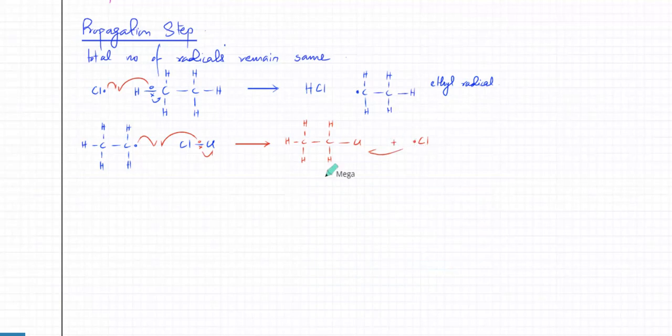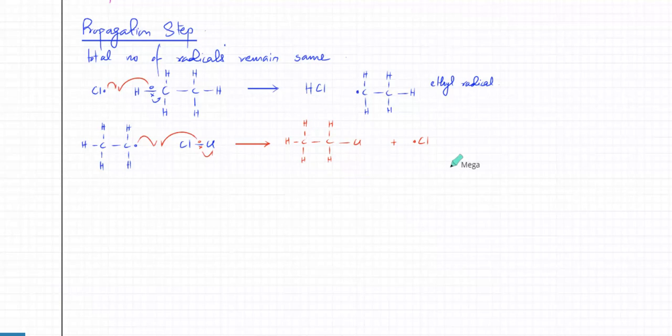So just remember the whole thing would just repeat endlessly. The only difference would be every time there's going to be another H that will get substituted by Cl. So in this case, the starting scenario is one Cl is already substituted. So the whole thing repeats. You've got a Cl radical again. The Cl radical is going to attack one of the other hydrogens. It's going to pull one of the other hydrogens and bond with it. HCl would be formed and another free radical would be produced.